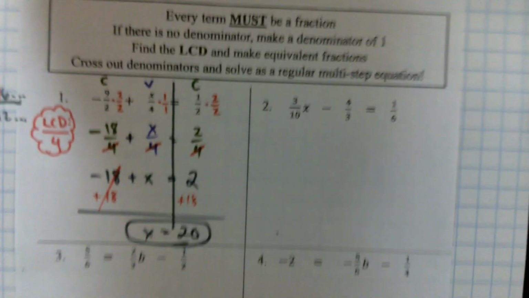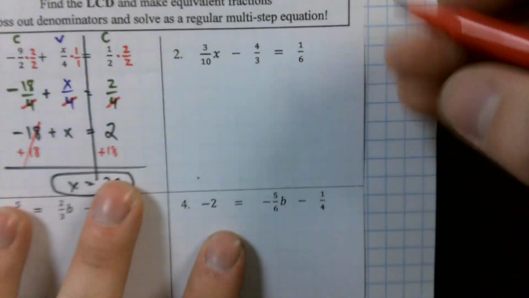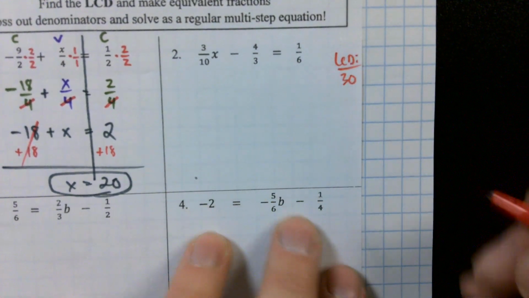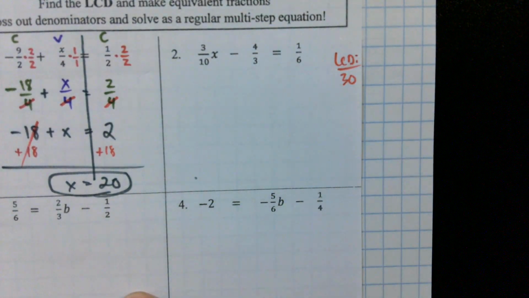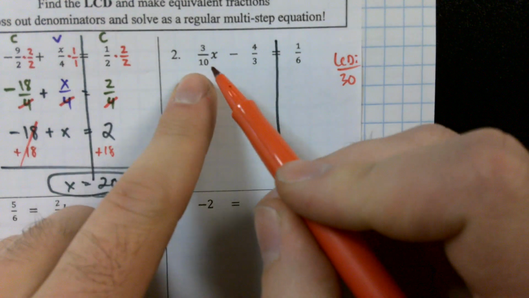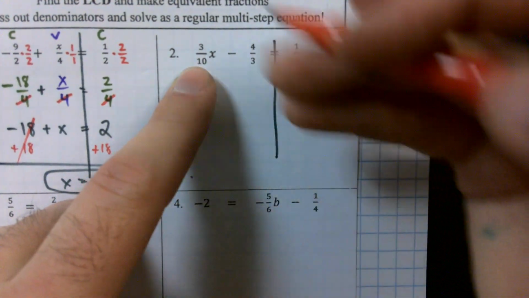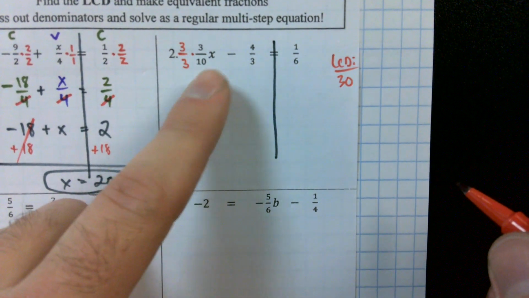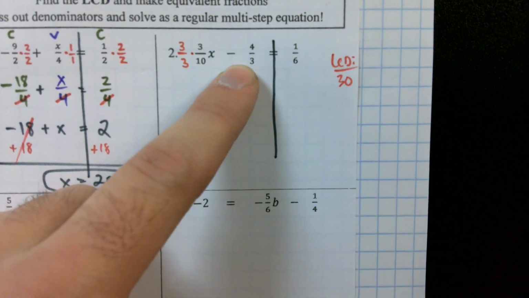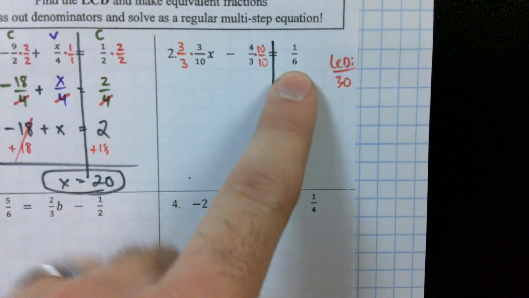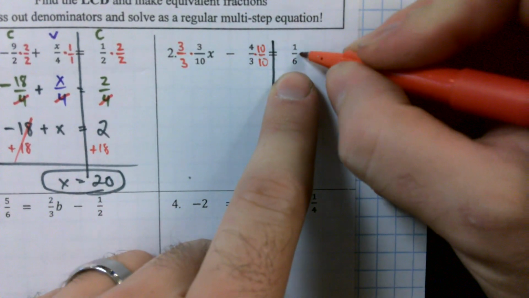Okay, number 2. Like we said, my LCD was what again? 30. LCD 30, just like that. Now I need all of my terms to have a 30 on the bottom. So I'm going to multiply them all by a whole fraction specific to that term. Let's go one by one. If I have a 10 and I want a 30, what can I multiply that by? 3 over 3. If I have a 3 on the bottom and I want a 30, what can I multiply that by? 10 over 10. And if I have a 6, what can I multiply that by? 5.